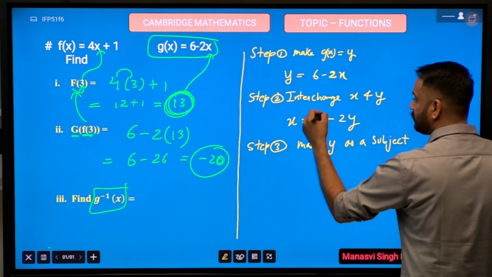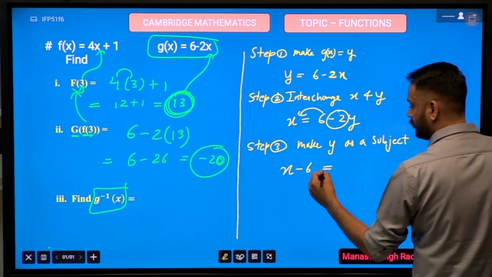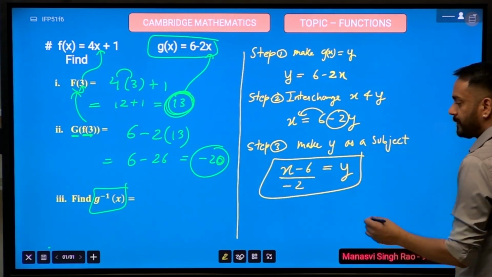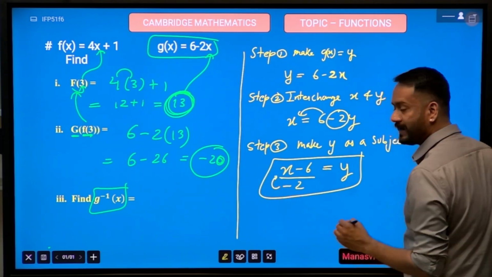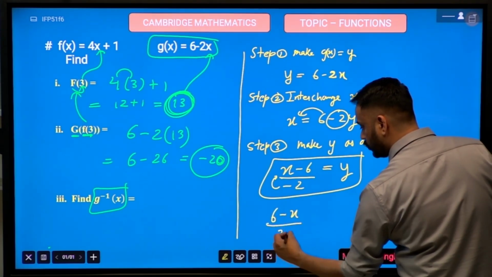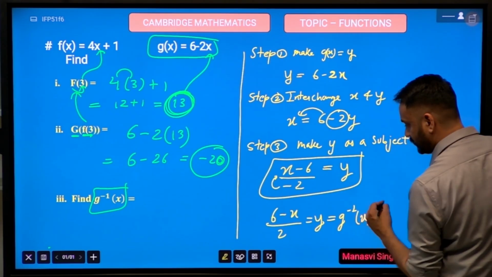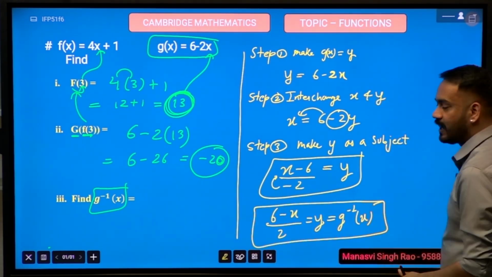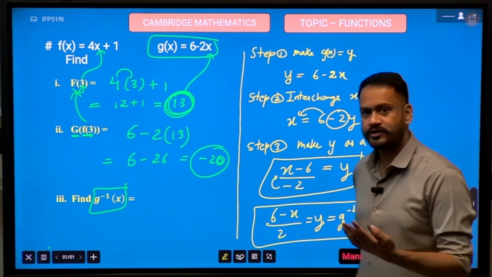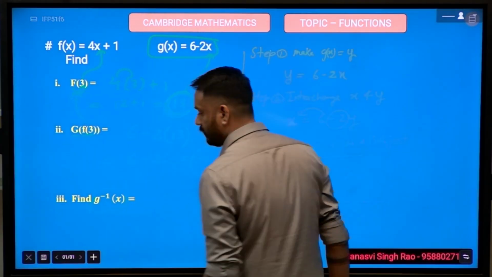So I'll shift this to this side. So x minus 6 and then minus 2 in the denominator. So that will be minus 2 and y as it is. By this way, you need to shift this negative sign to the numerator. So this will become 6 minus x upon 2 equals y, which is g inverse of x. So this is your answer. I hope you like this simple trick, children. It is very easy. You just need to practice such questions, and then you will be able to solve them.